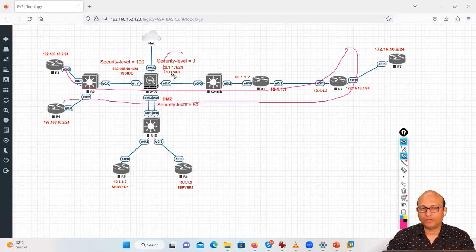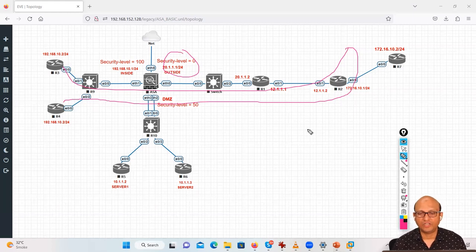Though the traffic is coming from security level 0, which says any traffic that is coming from security level 0 will be denied, this traffic won't be denied. Why? Because it is stateful. The table is being maintained. The connection is being maintained: source IP, destination IP, source port, destination port. If it is TCP, then the three-way handshake they have done, SYN, ACK and SYN, ACK, everything is maintained in the table. Timestamp, what is the time?